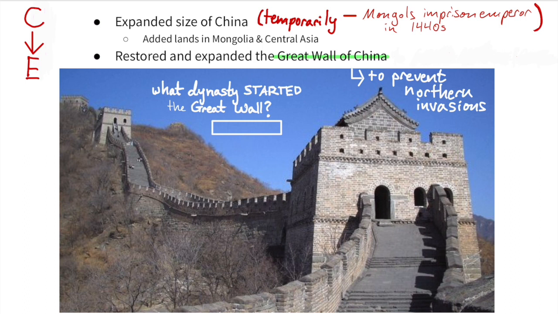So here we see another example of a historical thinking skill, causation. Because of the Mongol armies in 1440 and how well they did in battle and capturing the emperor, the Ming Dynasty is going to invest in expanding that wall to fend off northern invasions. Now, is this going to keep them protected forever? No. The Manchu are going to come in and take over and establish the Qing Dynasty. But the Ming Dynasty does last for about 300 years.